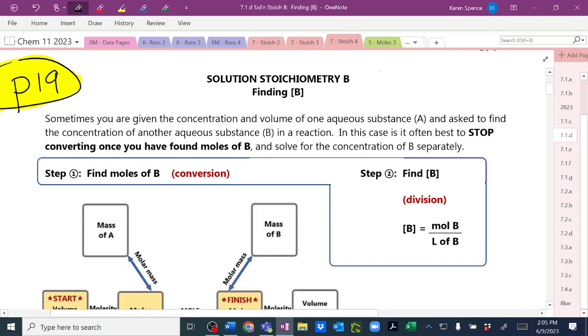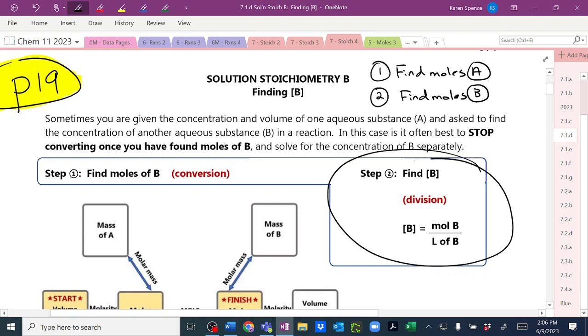Because in any stoichiometric calculation, step one is to find the moles of A. Step number two is to find the moles of B. And then in this particular instance, our last step is going to be find the concentration of B, which is a division, not a conversion. So it makes a lot of sense just to stop here and then do the division on a separate line, okay?